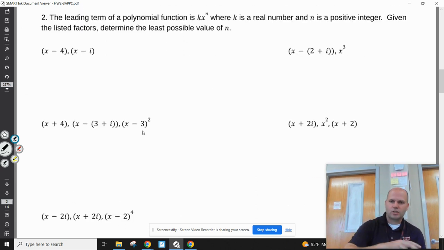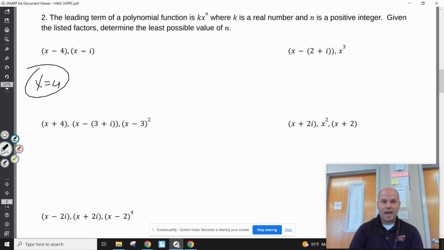These are questions where you don't have to do a lot of algebraic work, but you have to understand this idea that complex roots have to come in pairs, because if they didn't, you wouldn't have a polynomial. If you have x minus 4, you see x equals 4 has to be a root. You have x minus i. This is a listed factor, but it's not all of my factors. It's not saying these are all of my factors.